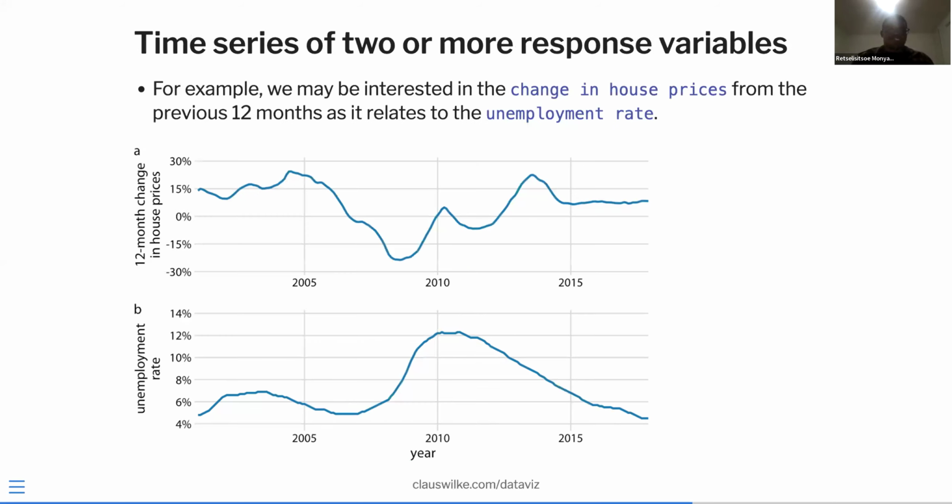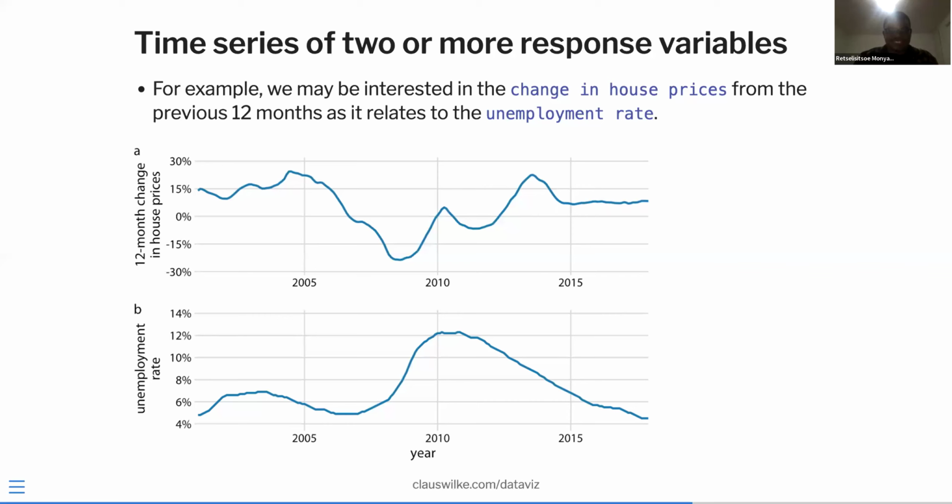Yeah, and then there was this section which I just had to reread a bunch of times because it seemed strange. So he says here we've got time series of two or more response variables, and the example that was used was, say, we wanted to look at change in house prices from the previous 12 months as it relates to unemployment rate. So he says you might start by plotting the two time series side by side like this. However, it's hard to see how they change together.